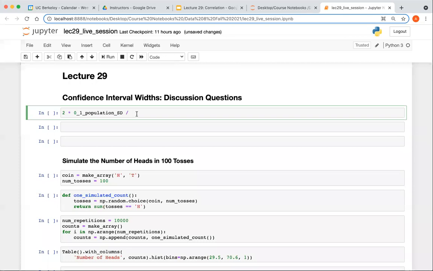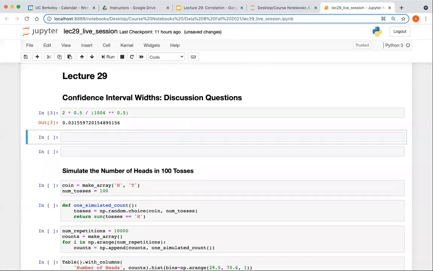Anybody? It was on the previous slide, square root of the sample size. So that was 1,004. Okay, and here the thing that we don't know is the SD of the population. So you don't know it, so what can you do? Use 0.5 because that's the worst case, right? That's the biggest it can be. So this is giving you the biggest possible margin of error. And if I do that calculation, I have 3%. That's where that 3% is coming from.